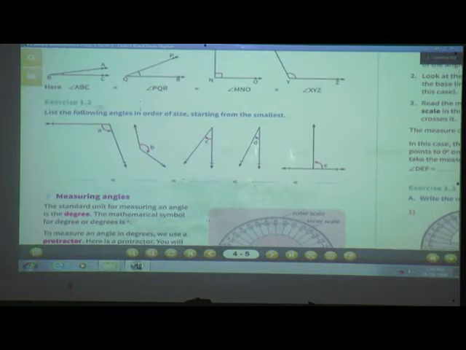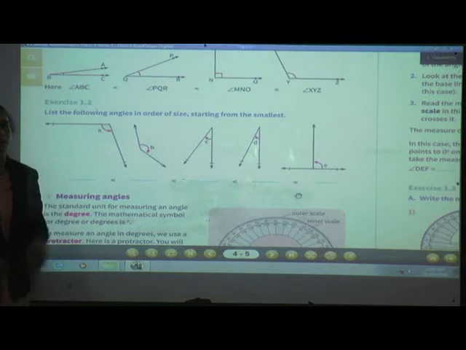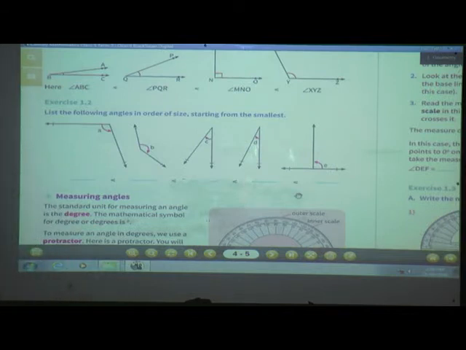Write in your textbook, exercise 1.2. List the following angles in order of size starting from the smallest. See, we have to arrange it in ascending order. So, will you tell me which angle is smaller? Yes students. See, here are 5 figures. Which one is the smallest angle? Yes. Arrange it in ascending order.